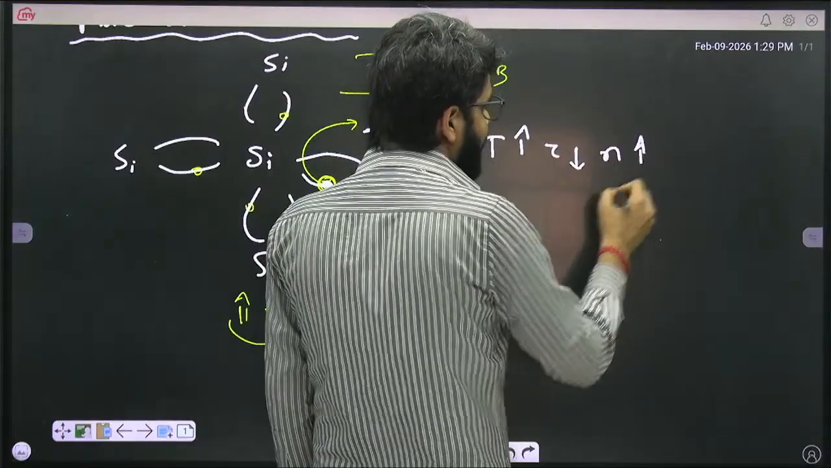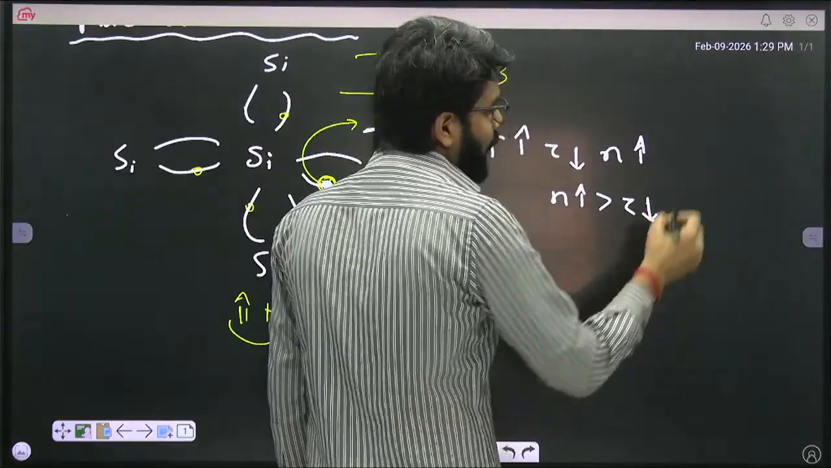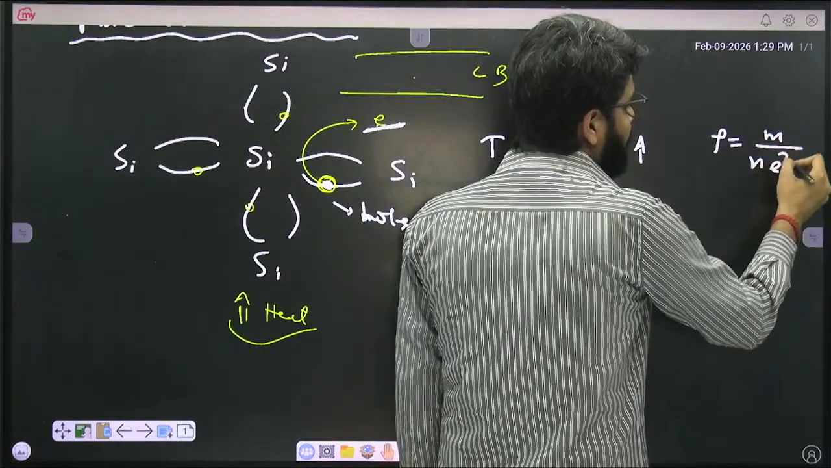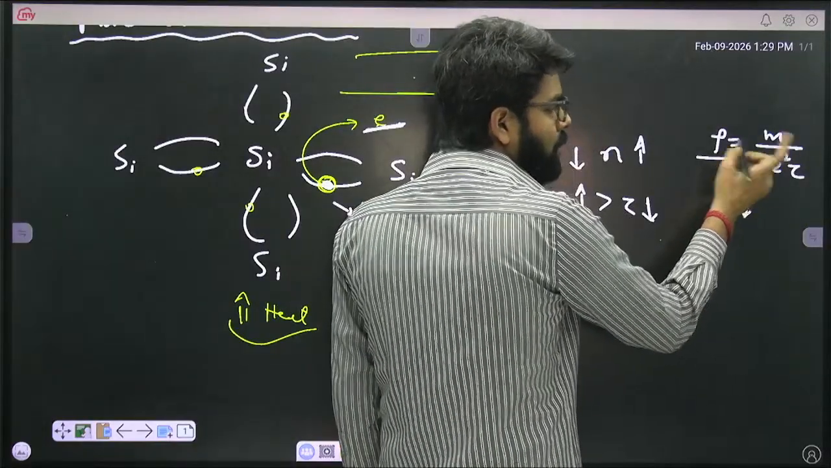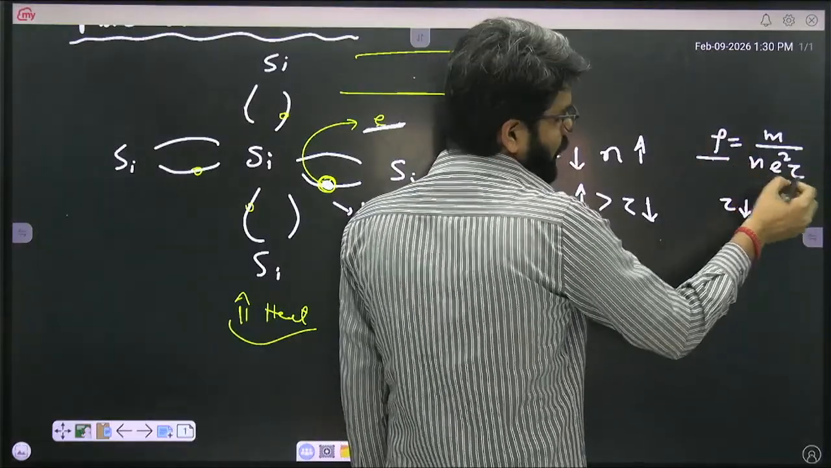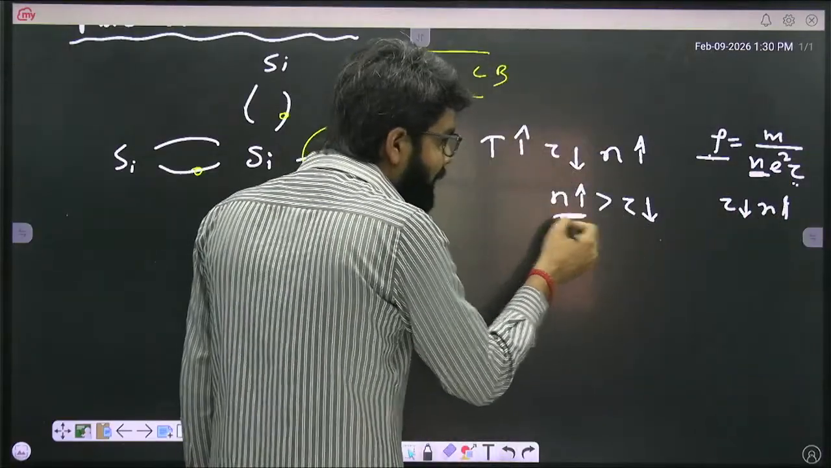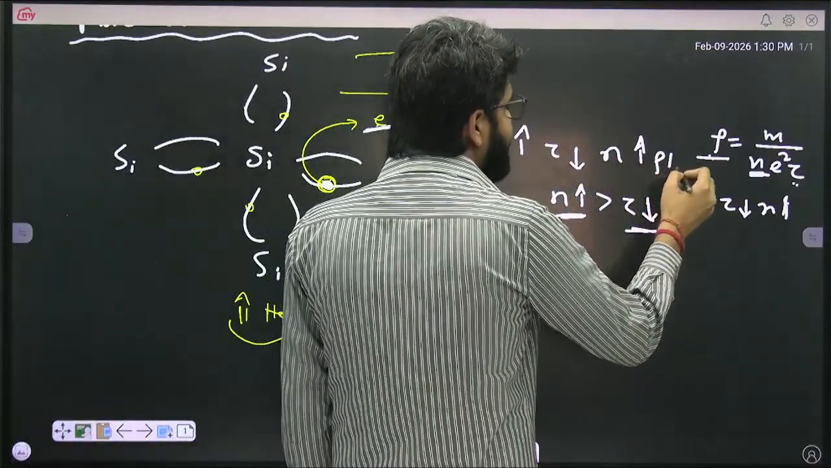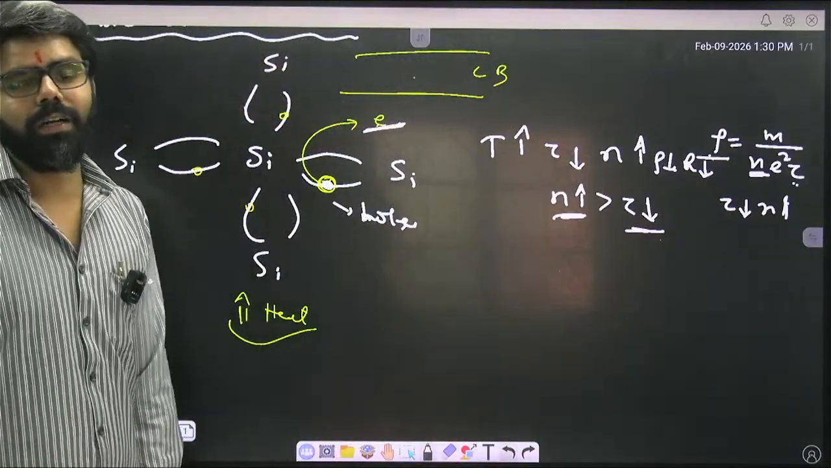So what happens here? N increases, and the increase of N is greater than the decrease of tau. We have resistivity rho equal to M divided by Ne square tau. Tau decreases, so does that mean resistivity should increase? No. Due to tau it should increase, but N is also increasing, and the increase of N is greater than the decrease of tau. That is why resistivity decreases, and so resistance decreases, and they start conducting electricity at an efficient rate.